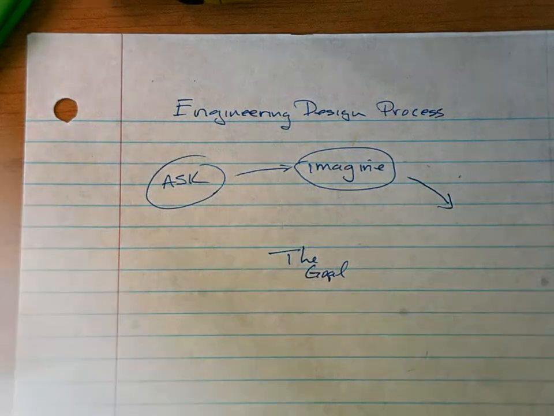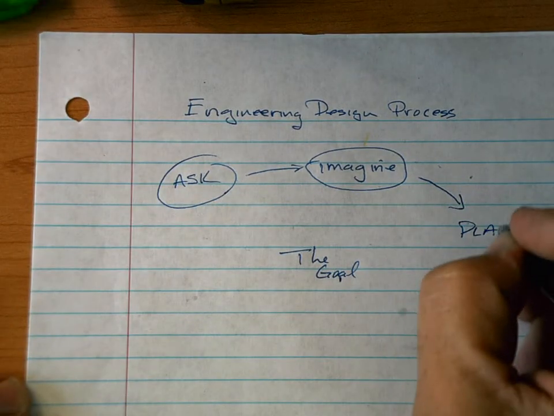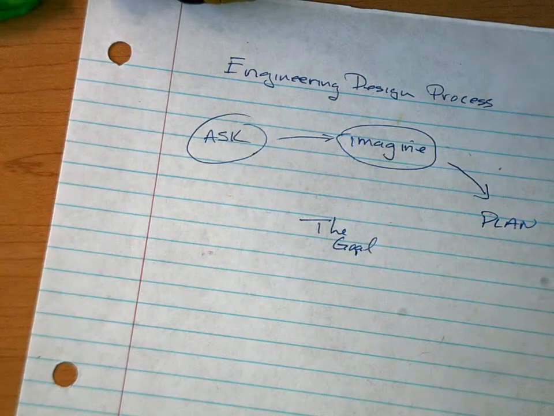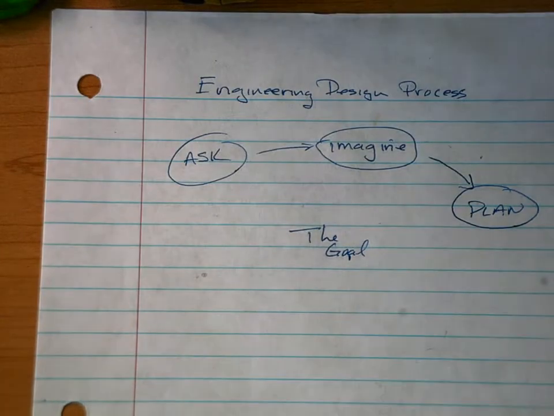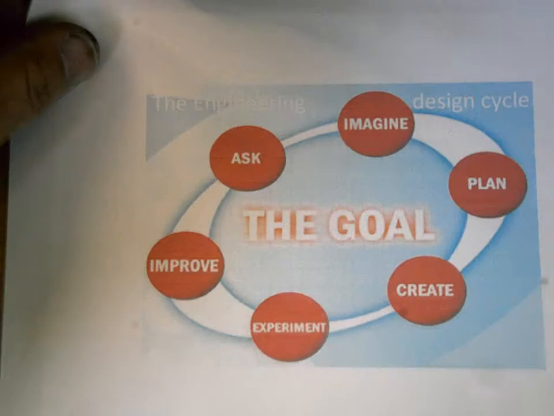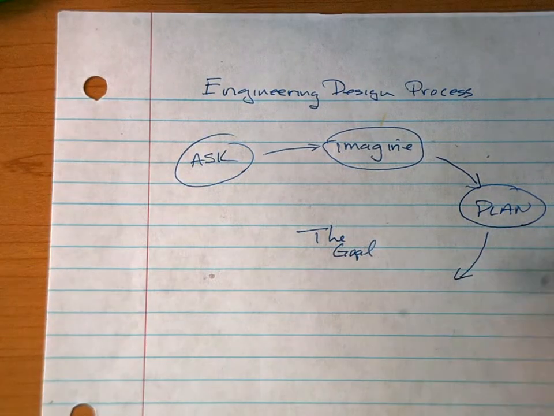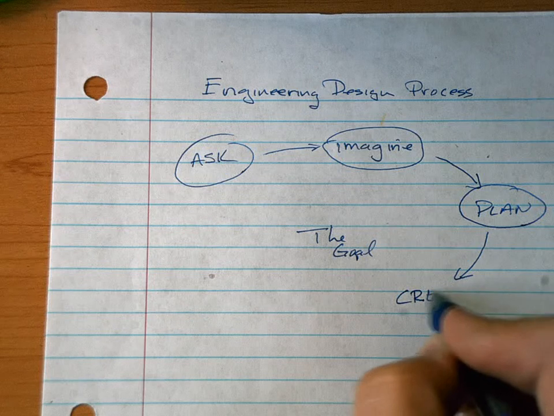Next is plan. You're going to start working on a plan, and that today is what this is for: graph paper, the tool of the engineer. Okay, plan. Now after you've got a plan, you've got to create. So we're going to bring this down to here. We've got create. We're not creating today. We'll create next time we meet.